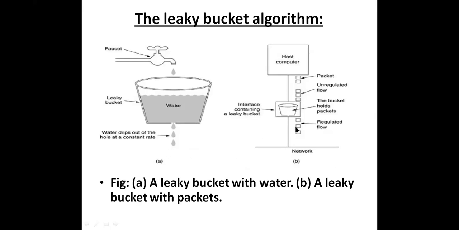We need to inject only one packet to the network at a time, packet by packet. But here the flow is very high. That means more packets are coming to the leaky bucket, but only one packet is going out to the network. That is the problem with leaky bucket. There is a chance of leakage at the leaky bucket. The packets may overflow at the leaky bucket.